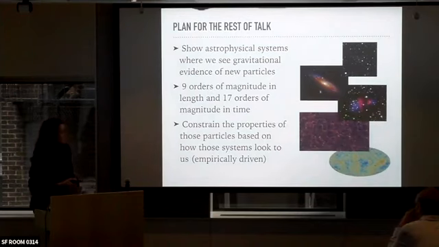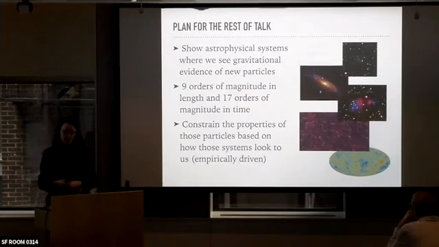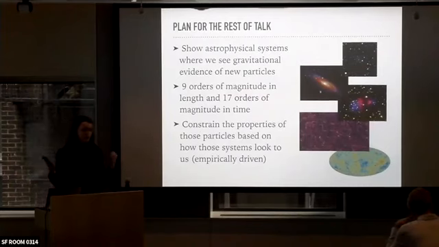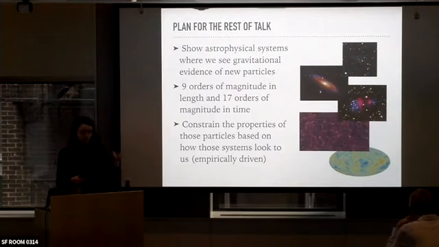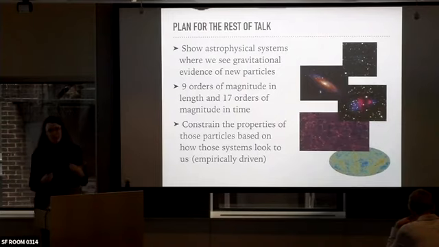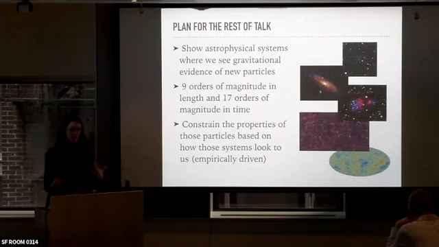These systems that I'm going to talk about span 9 orders of magnitude in length and 17 orders of magnitude in time. So that's providing a huge lever arm, a huge diversity of different systems, different length scales and time scales, where we can test different kinds of theories. And this is a program I'm going to illustrate in my talk today, where we're constraining properties of particles based on how systems look to us. So this is a very empirically driven outlook that I have.